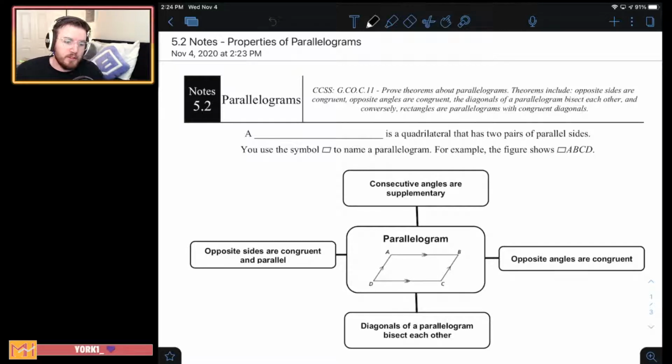Last lesson was just introducing parallelograms and some of the qualities that are true about a parallelogram. And today we're just going to take a little bit of a deeper dive on that.